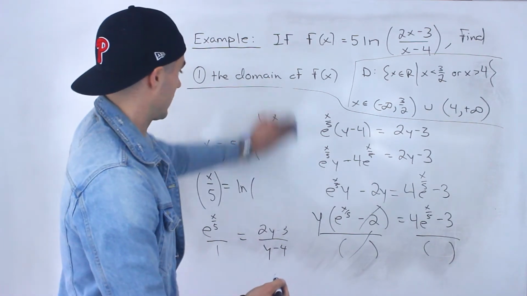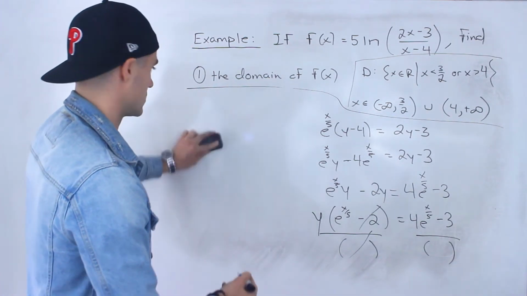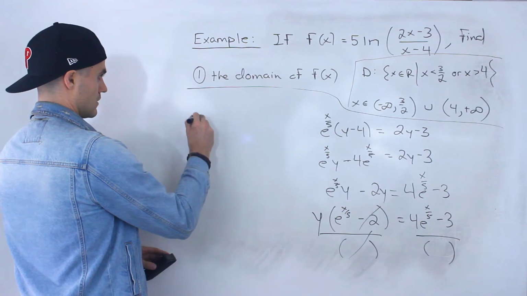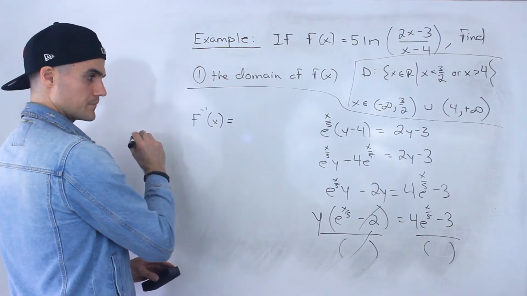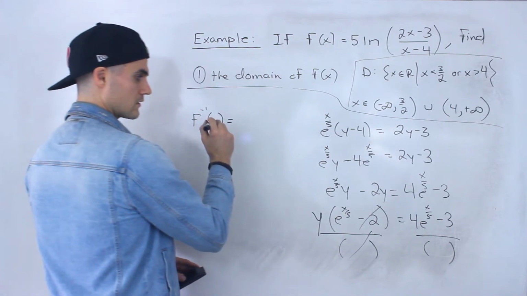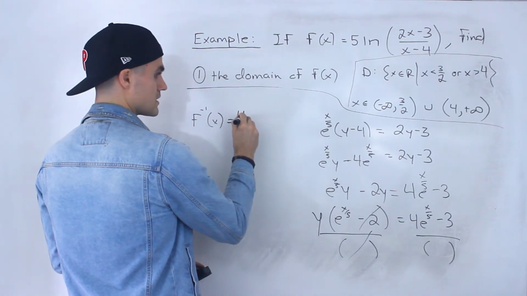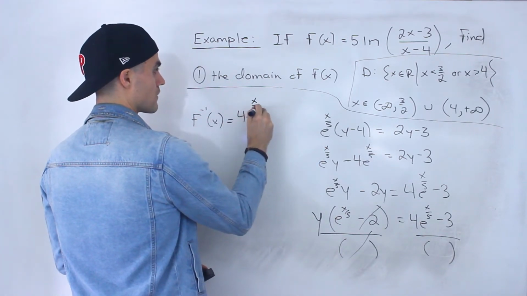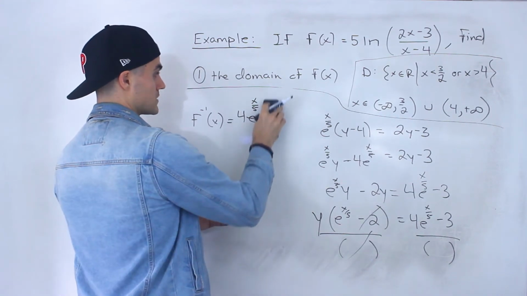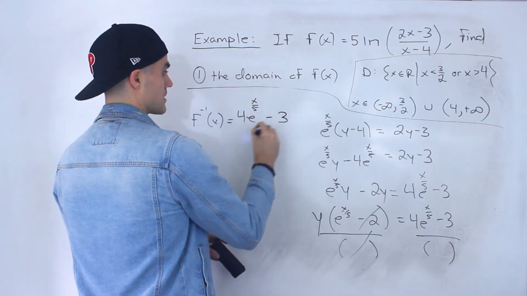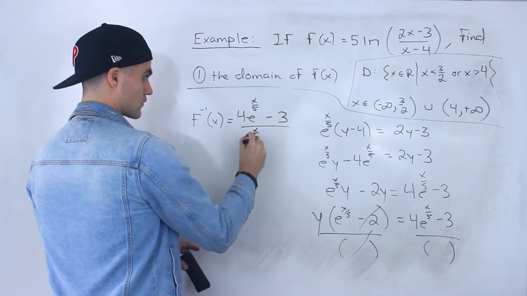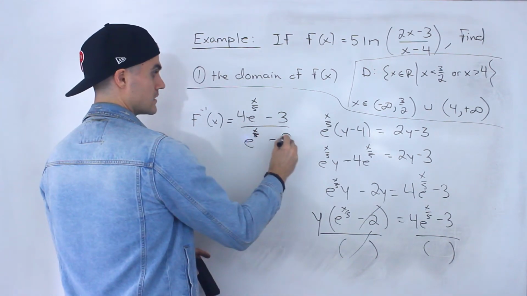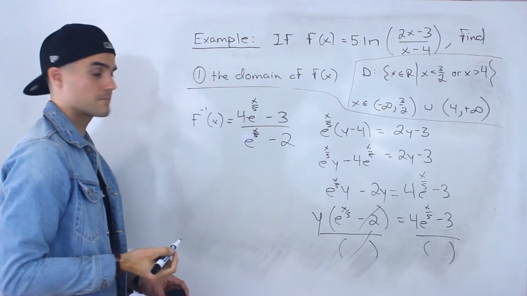Okay, so I'm going to write the final answer here. So the inverse would end up being this: 4e to the power of x over 5 minus 3, it's not in the exponent, it's a separate expression, over e to the power of x over 5 minus 2, like that.